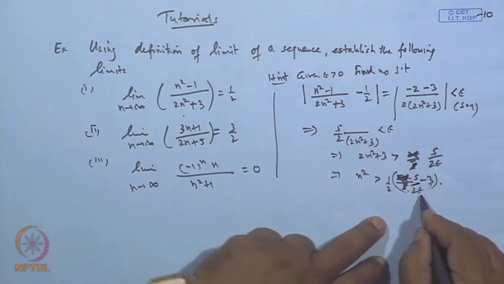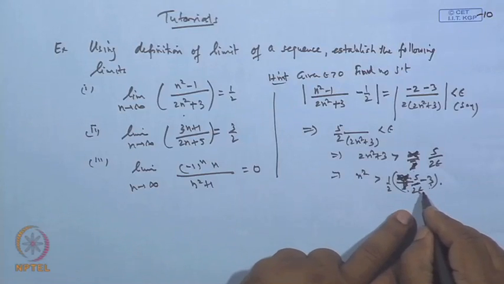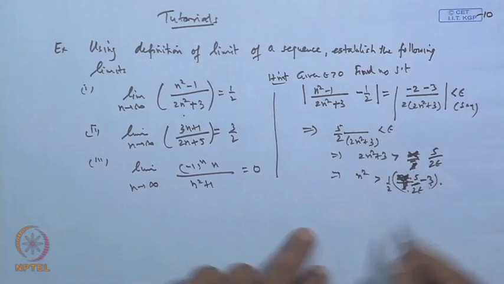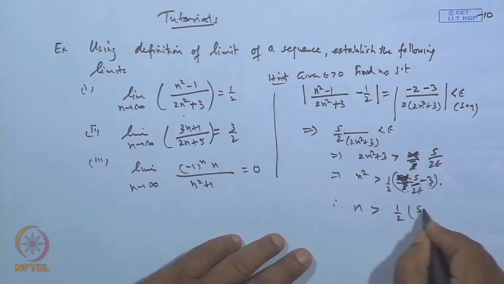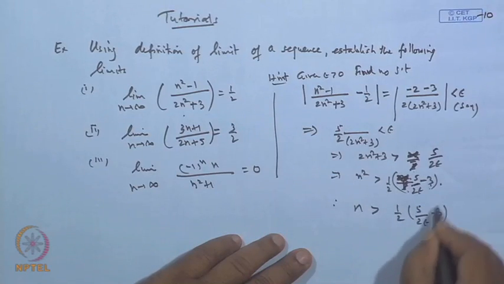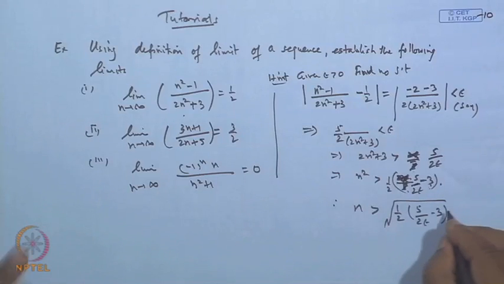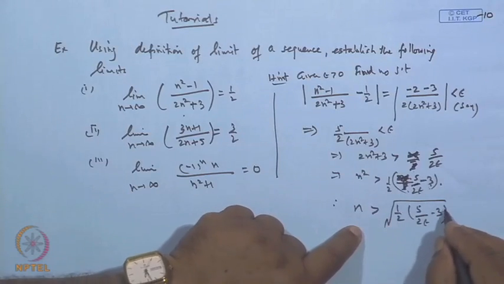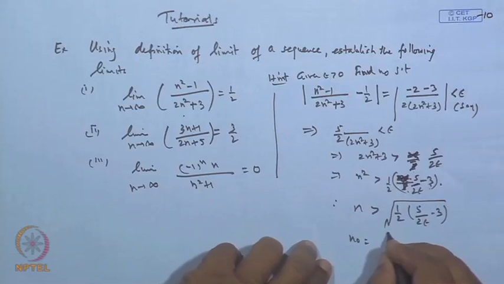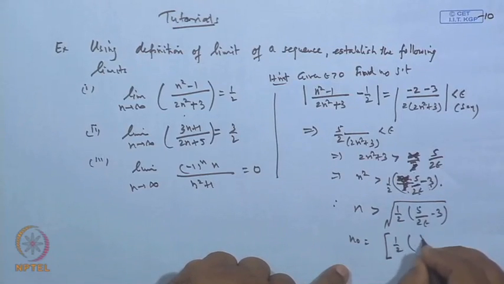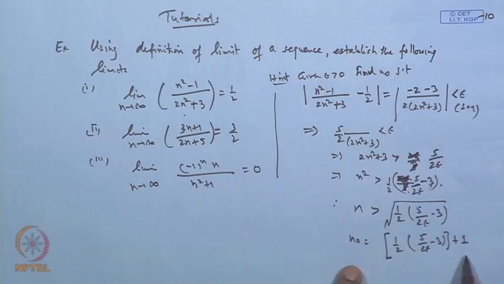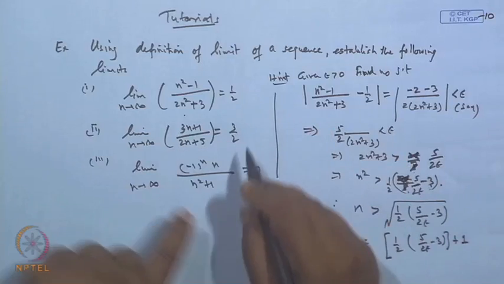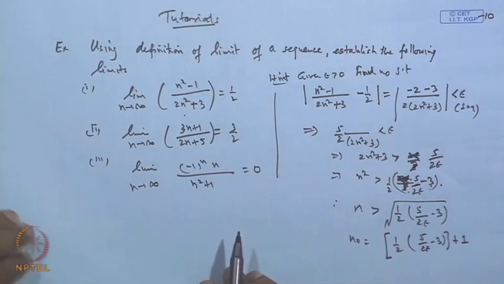Now, epsilon is a very small quantity, so we can choose epsilon so small that this becomes positive. Therefore, n can be greater than the square root of half of 5 by 2 epsilon minus 3, and take the integral value of this. So, n naught becomes the integral part of this plus 1 more. So, when you choose n to be greater than this number, you will get this part. Okay. So, do it with that.